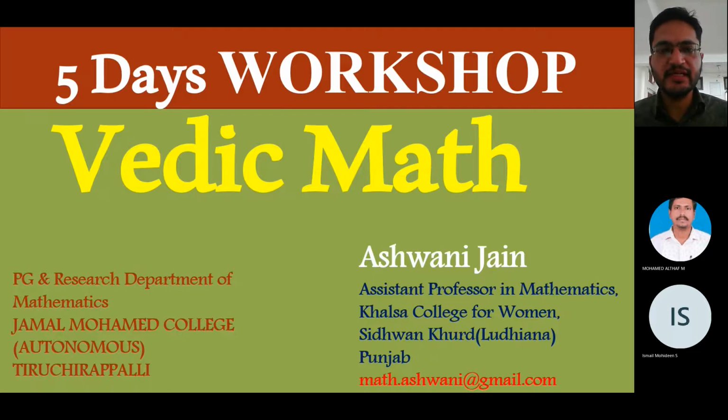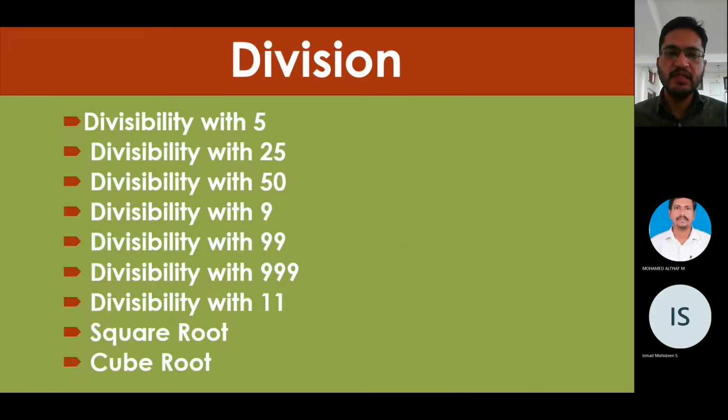So today is the fifth and last day of the 5-day workshop on Vedic math. Today we will discuss divisibility rules with 5, 25, 50, 9, 99, 909 and so on, 11. We will also discuss square root. Yesterday we discussed how to find square and cube using Vedic math, but today we will discuss square root as well as cube root.